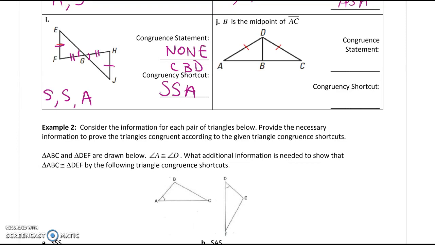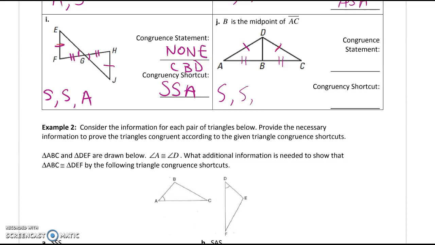Alright, next one. J. B is the midpoint of AC. That is going to give us a clue to where the tick marks are going to go. So far, let's take a look at the diagram. We have one pair of corresponding sides that are congruent, so we have a side. B is the midpoint of AC. So since B is in the middle of AC, that means that AB and CB are congruent segments. Anytime you see midpoint, make sure you are showing your tick marks to show congruency. So that's another side.